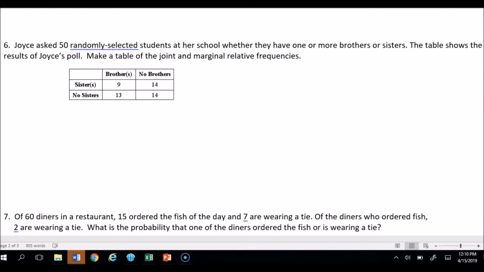So number 6 says Joyce asks 50 randomly selected students at her school whether they have one or more brothers or sisters. The table shows the results of Joyce's poll. Make a table of the joint and marginal relative frequencies. So here again, we're going to divide each of these numbers by 50.